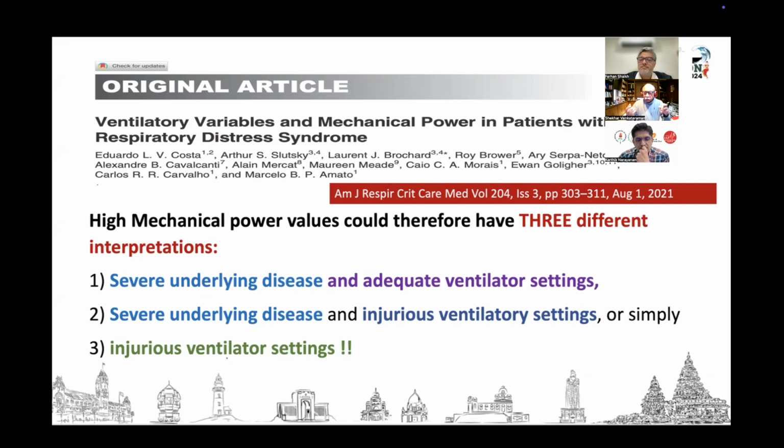So the global mechanical power, the absolute value, doesn't tell you whether it is injurious or not. It is the individual components that are going to tell you whether they are injurious or not. So I agree with the concept of classifying patients based on this. They have one classification. We could probably come up with more classifications that are more useful.